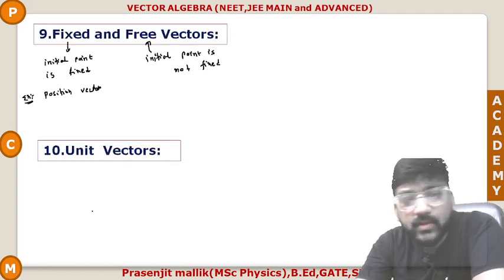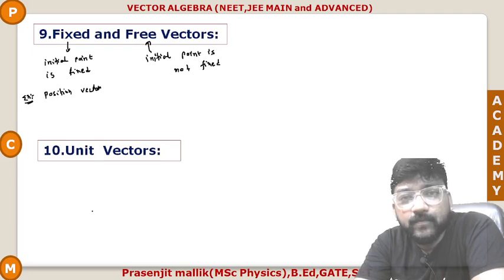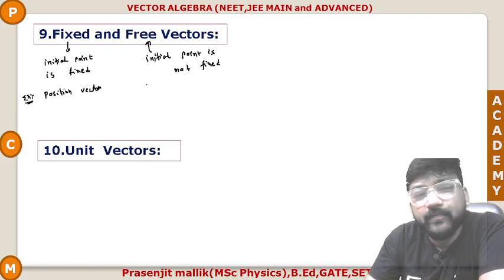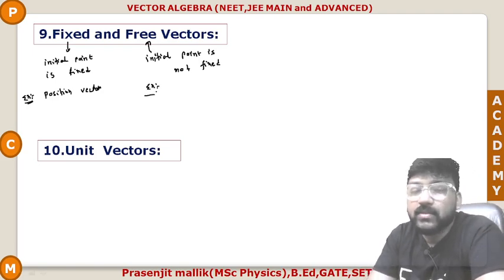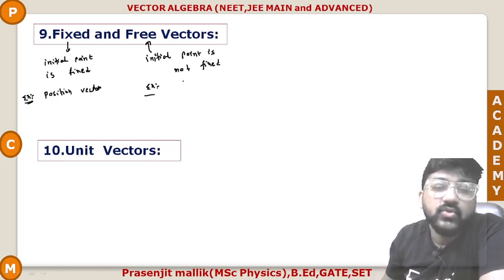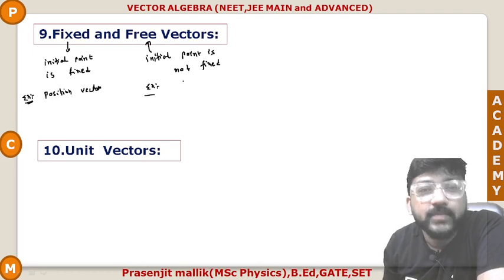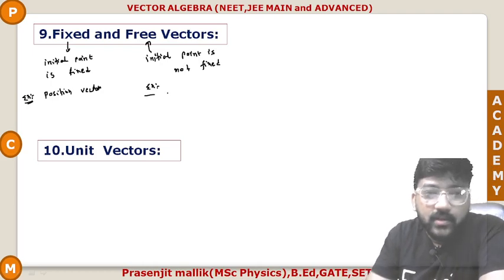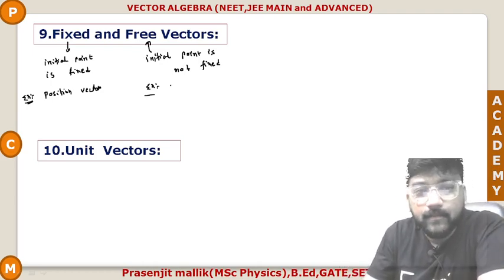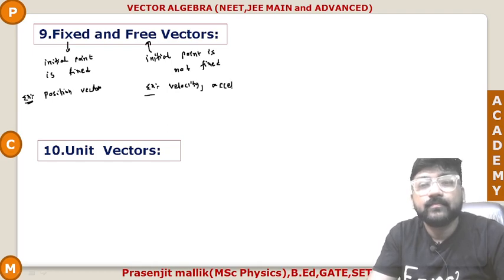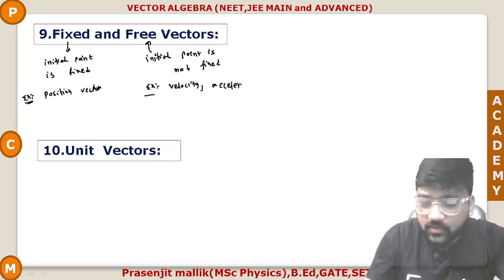But if you talk about the velocity vector or acceleration, etc., then you don't need to mention the initial position. Suppose you said that the car is moving with 30 km/h, so you don't need to tell with respect to which point. So here initial point is not fixed, that's why they are called free vectors, and popular examples are velocity and acceleration.